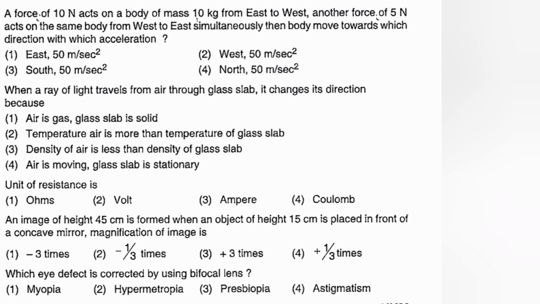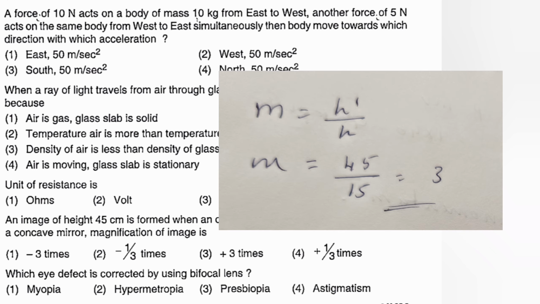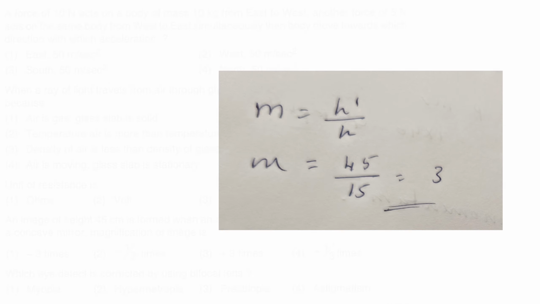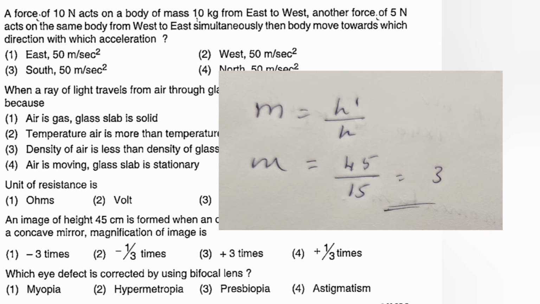An image of height 45 cm is formed when an object of height 15 cm is placed in front of a concave mirror. The magnification of the image is? So how to calculate? Here the image height is 45 centimeter and the object height is 15 centimeter. So the magnification formula is image height divided by object height. So by calculating you will get 3. So option 3 is correct, 3 times.